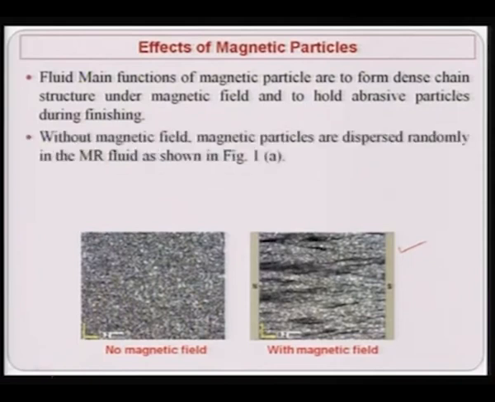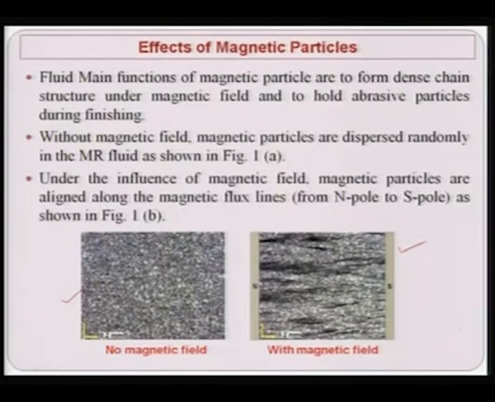Without a magnetic field, magnetic particles are dispersed randomly in the MR fluid as shown in figure 1a, and under the influence of a magnetic field, magnetic particles are aligned along the magnetic flux lines, that you can see in the right hand side figure, from north pole to south pole, that is in this particular direction as shown in figure 1. And you can really simulate the chains, as I mentioned earlier in this lecture, with the soft bonding material of a grinding wheel.